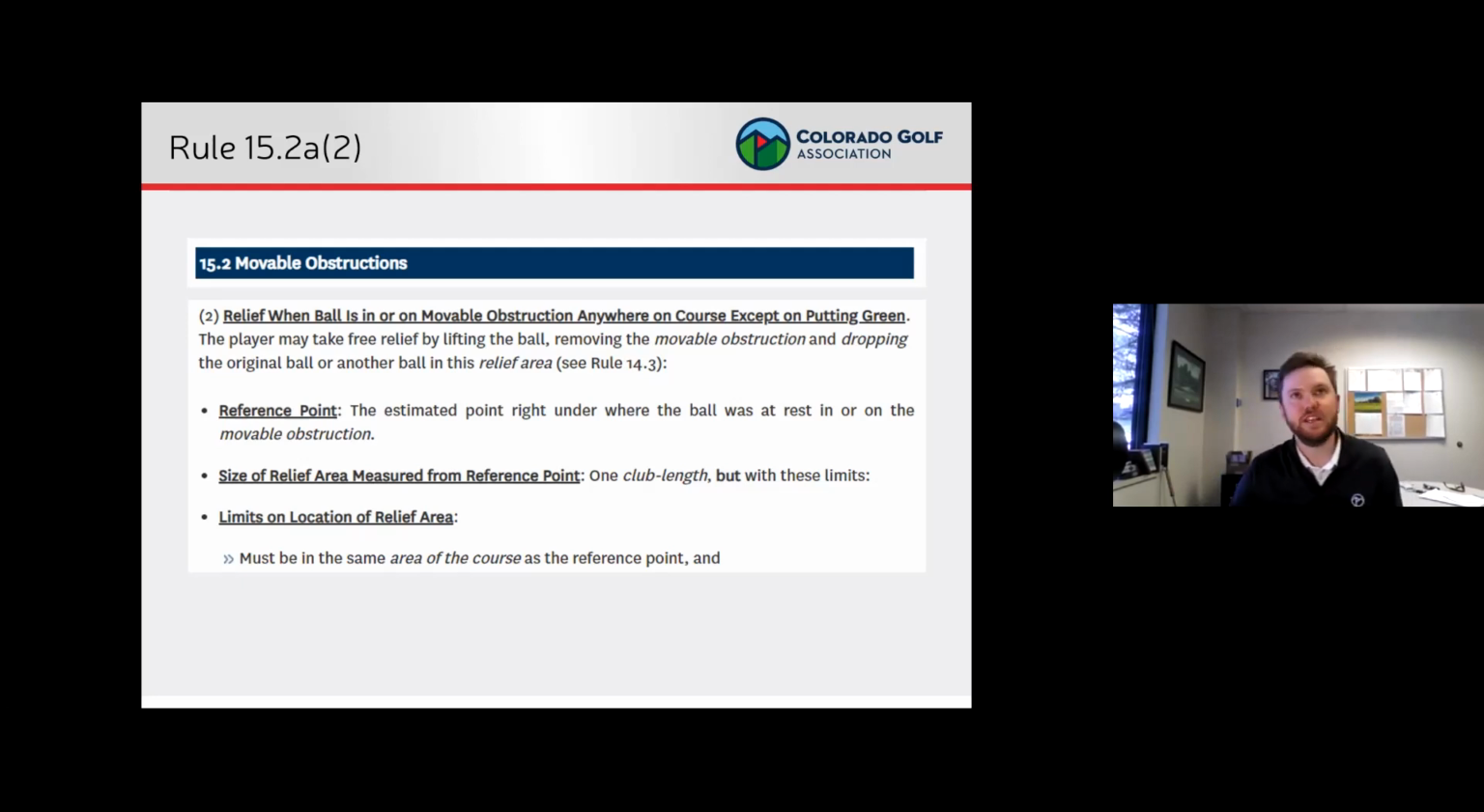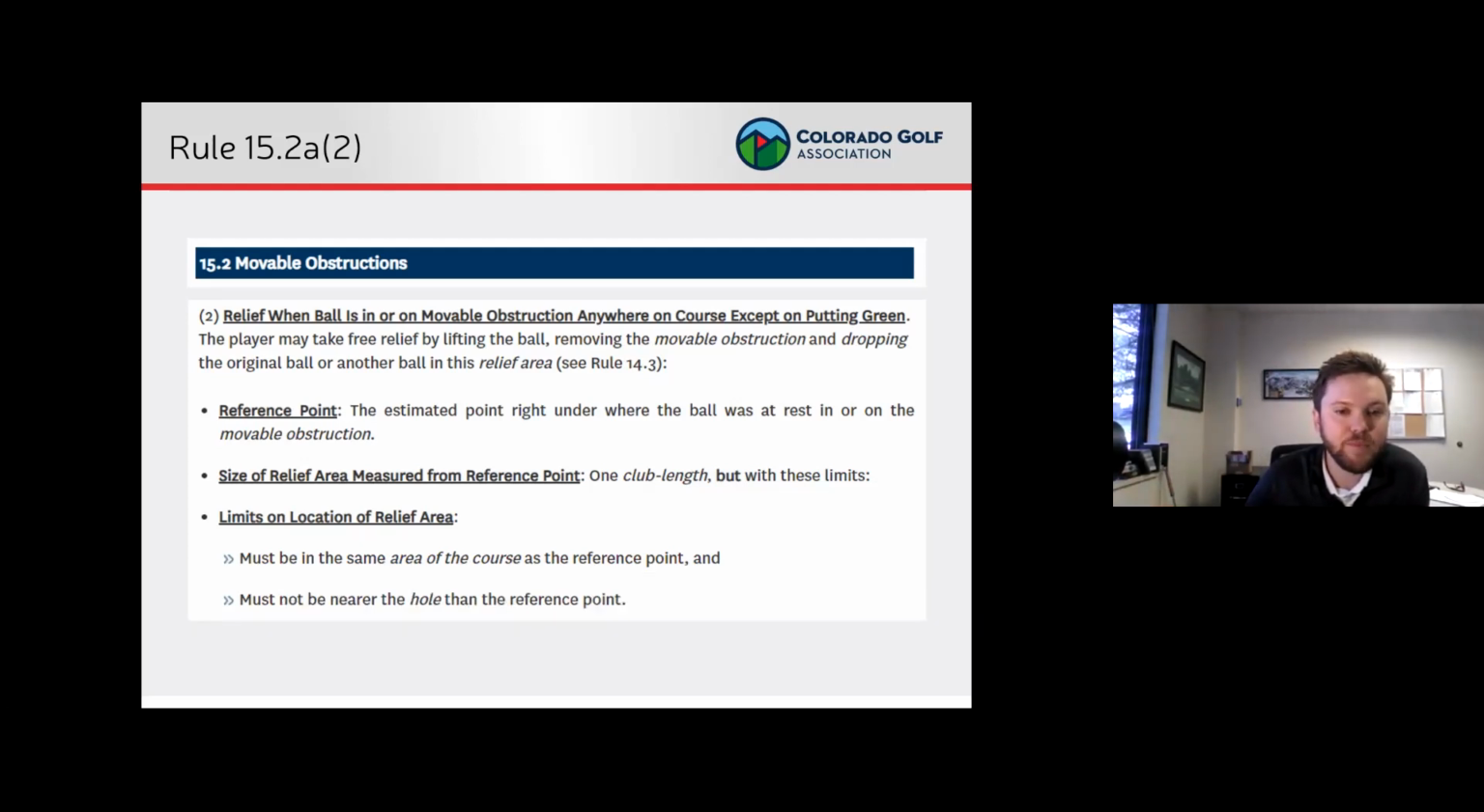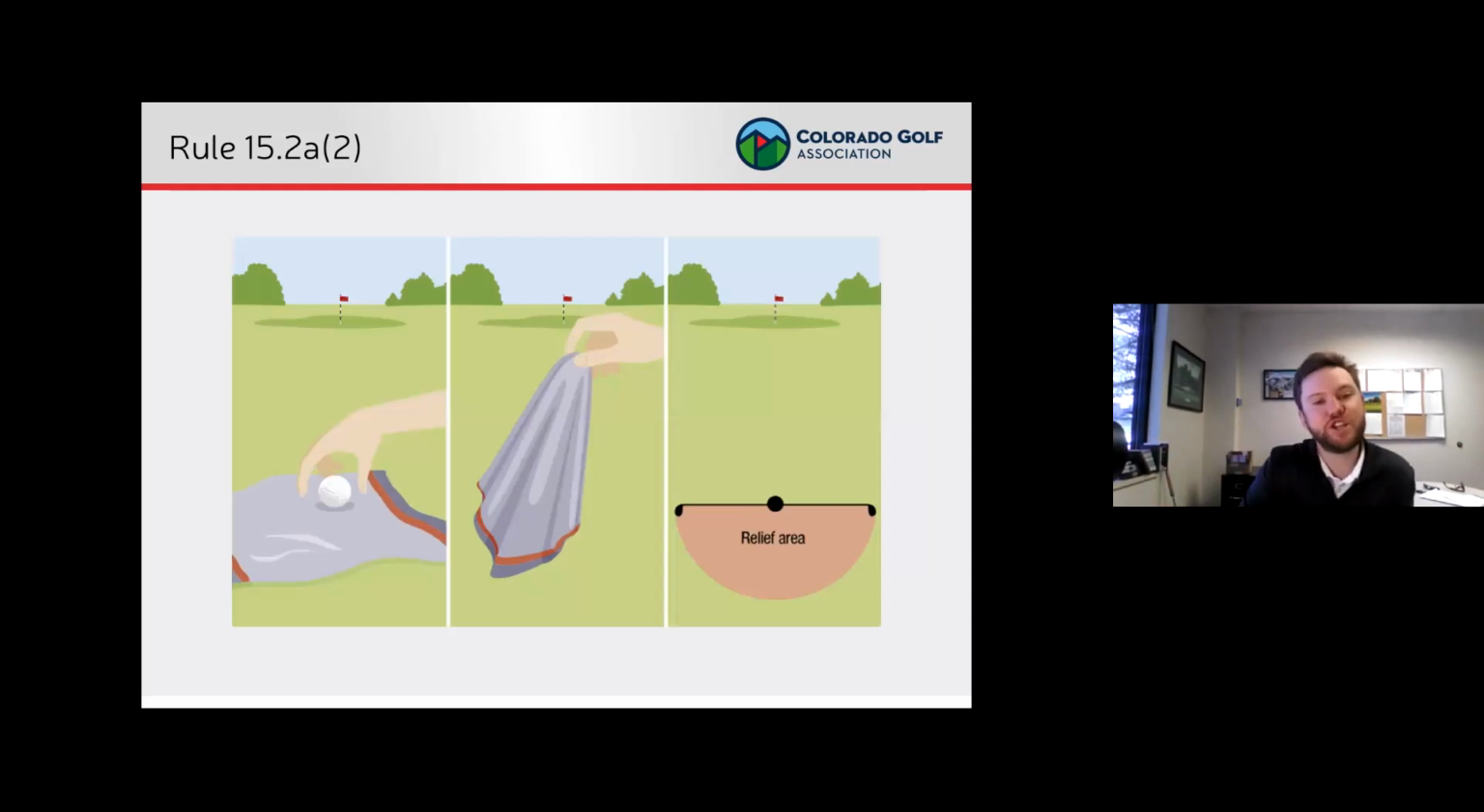So let's say it's hit into a trash can that's in the rough by this much, and when you go through this procedure, your 1 club length gets you to the fairway, you are still within your prescribed relief area here. So that's totally fine if you wanted to do that. And then it must be not nearer the hole than the reference point, right? So again, we've got a good picture here from the rules to say the ball was on a player's towel, and again, you can play that if you wanted to.